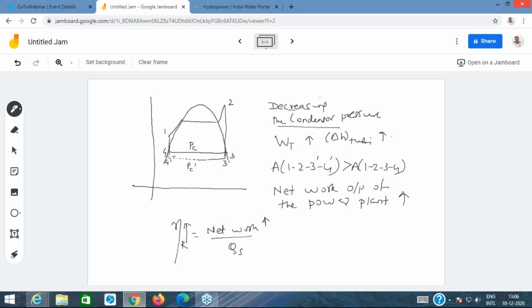Okay, is this clear? Whether all these three methods are clear? Method 1, increasing the boiler pressure. Method 2, increasing the degree of superheat, and method 3, decreasing the condenser pressure. The first two would increase the mean temperature of heat addition, and the third would increase the net output, and all these three methods would increase the efficiency of the Rankine cycle.